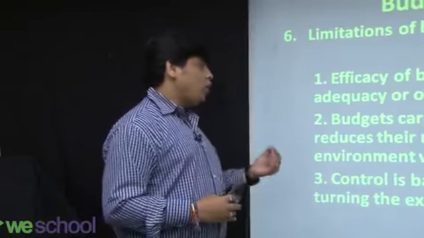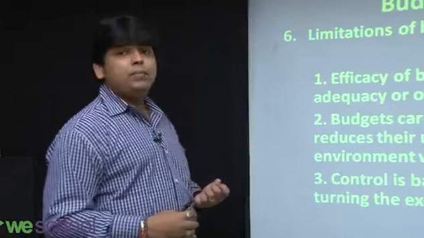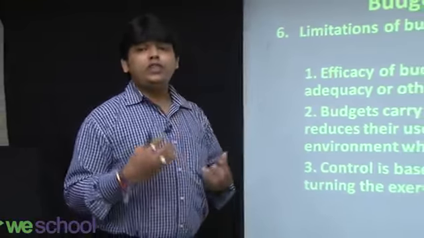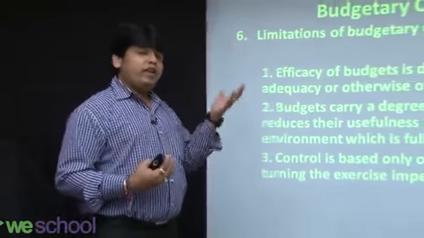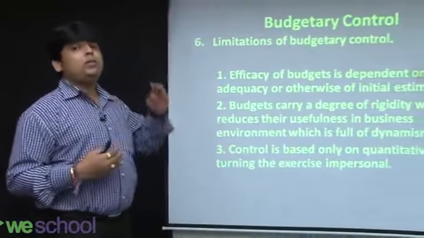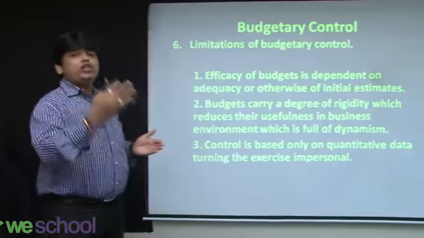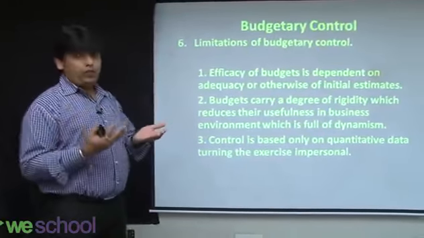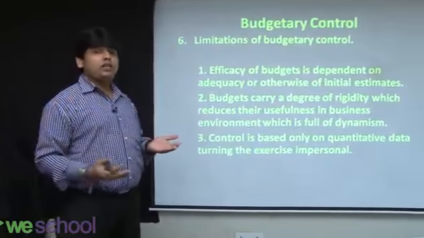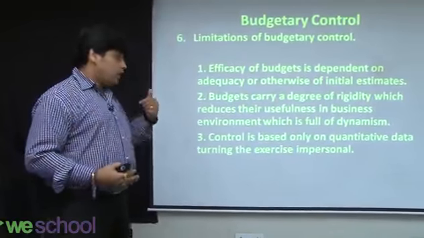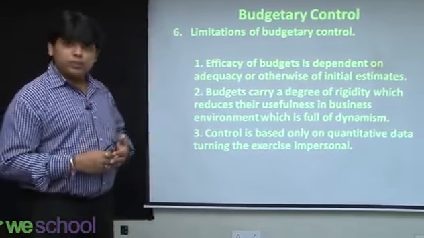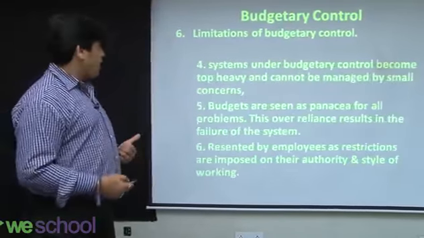Control is based on only quantitative data, turning the exercise impersonal. The control is only based on the data which we are providing. When we are estimating the project, the price may be different, and when we are actually practicing, the price may be different. That difference arises because of external factors, which will not give you correct information for control purposes. So that is one of the drawbacks.